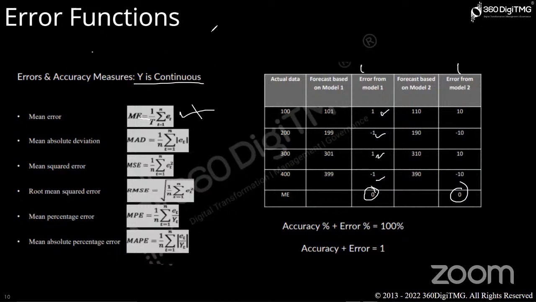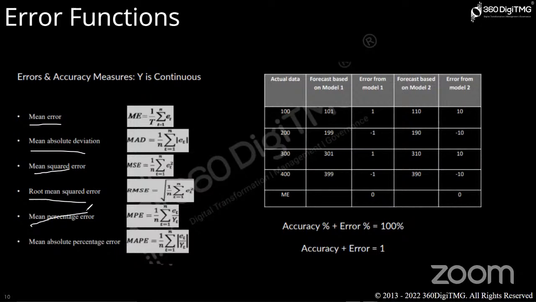Now this error term can be calculated in multiple ways. We can use mean error, mean absolute error, mean absolute deviation. We can also use MSE, mean squared error. We can also find it using RMSE, root mean squared error. We can also find it using MPE, mean percentage error, and MAPE, mean absolute percentage error.